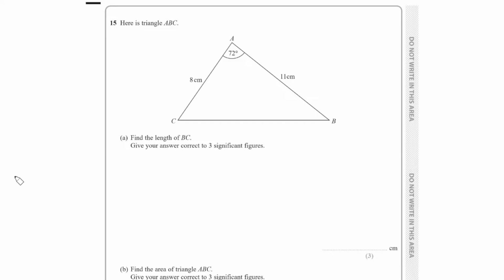That's kind of what I'm looking at here. So we've got triangle ABC. Part A, find the length of BC. So either sine rule or cosine rule, you just have to figure out which one it is. It normally only fits into one of the two of those rules, right? So you just have to figure out which.